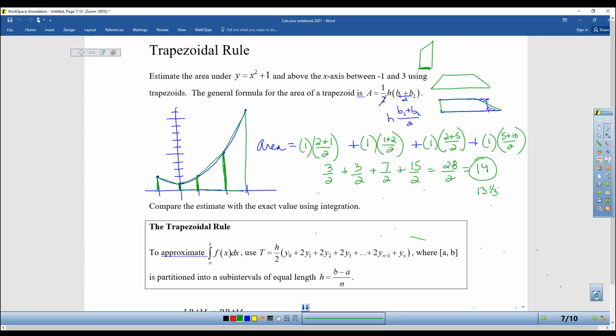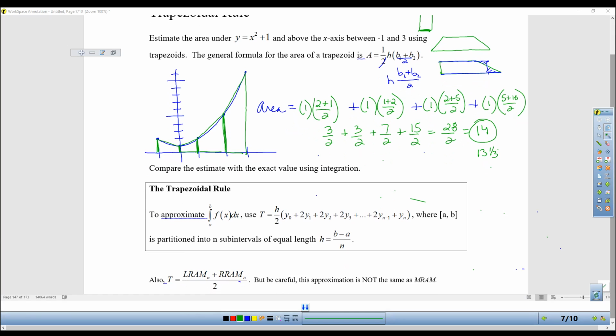Now, if you think about it, in every single one of these trapezoids, I multiplied by 1. In every single one of these, I divided by 2. So somebody smarter than me came up with a formula for the trapezoid rule. They said, look, let's factor out that h. And that's where this is. They took that h out and they took the 2 out.